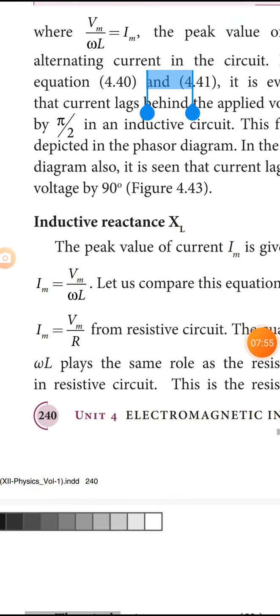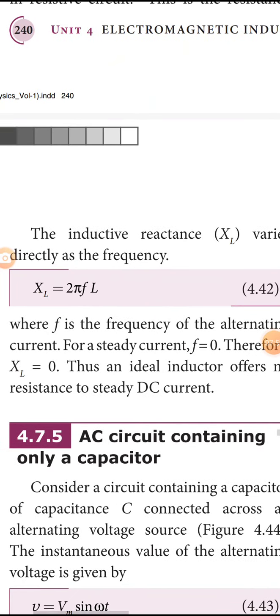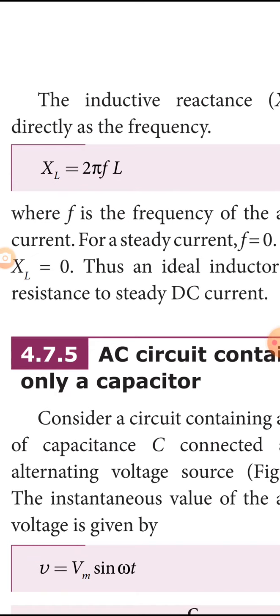And XL, you have to find out the formula for XL. So XL is 2 pi FL. So this is a very important formula, and for a steady current the frequency is 0. So the inductive reactance is also 0.